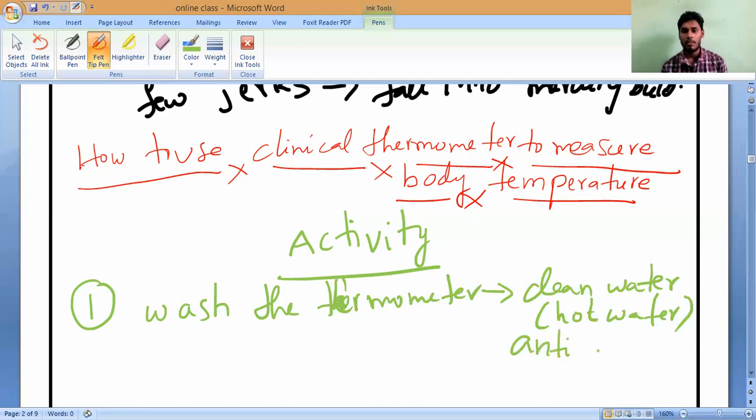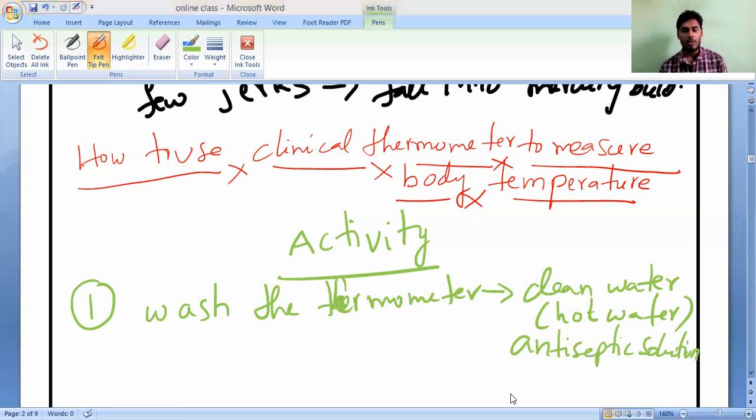What is it? Antiseptic solution. This is even better because it can kill so many germs. Is it yes or no? Yes, sir. If you have antiseptic solution, you can wash with it. If it is not available, you can wash with clean water also.